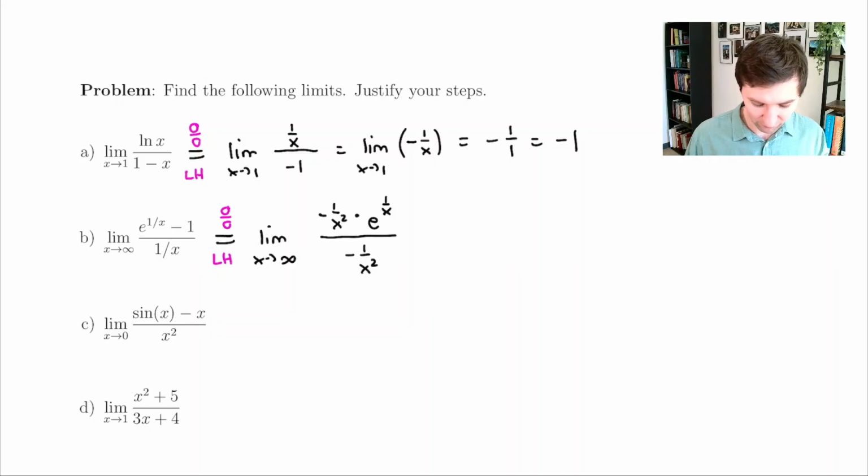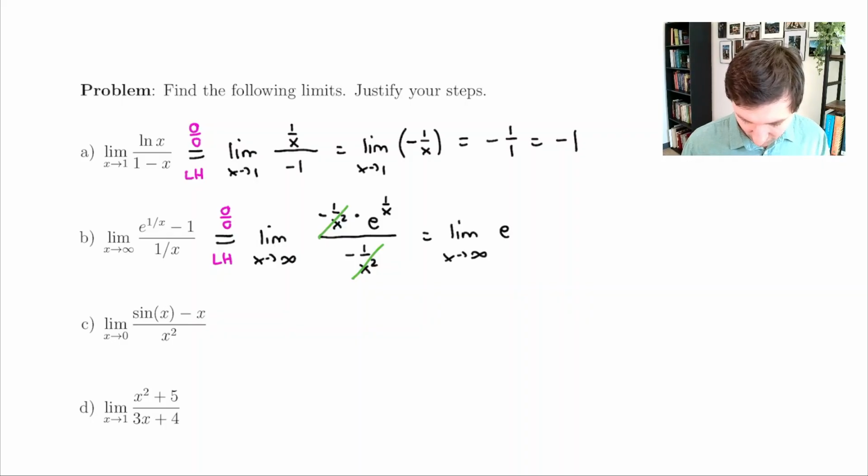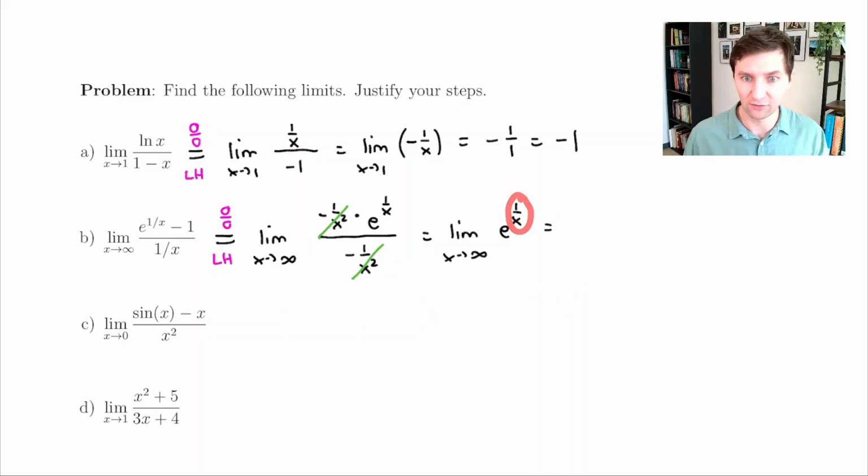Now I see that a few things cancel. Negative 1 over x squared in the numerator cancels with negative 1 over x squared in the denominator. And I get the limit as x goes to infinity of simply e to the power 1 over x. We know that 1 over x gets closer and closer to 0, which means e to the 0th power gives you 1. This limit is 1.